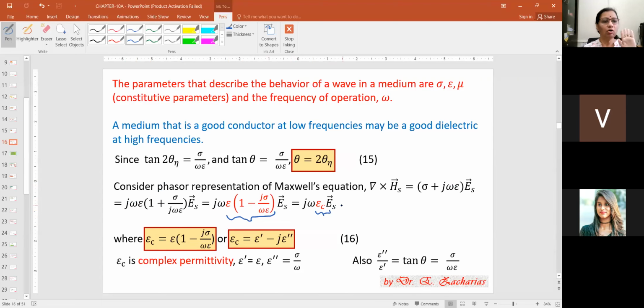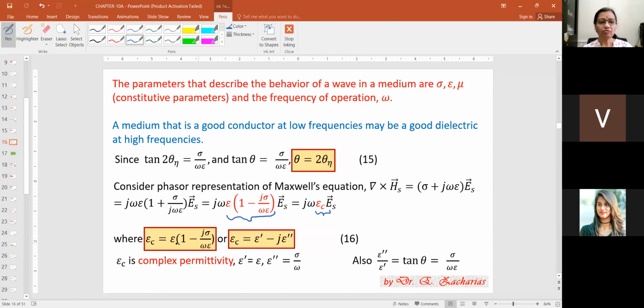For the first time, all along your life till now, you have always thought that permittivity is a real quantity. You had always seen that it can be 8.85 into 10 to the power of minus 12, or it can be 2 times, 3 times, some multiples of that. You always saw that epsilon was a real quantity, not complex. But for the first time, you're seeing that permittivity can be a complex quantity, and it is denoted by the letter epsilon with subscript c. And what is epsilon subscript c? It is epsilon into 1 minus j sigma by omega epsilon.